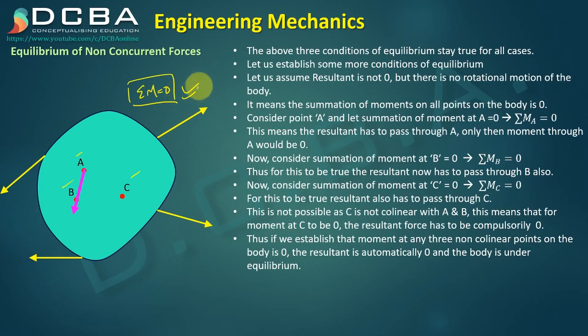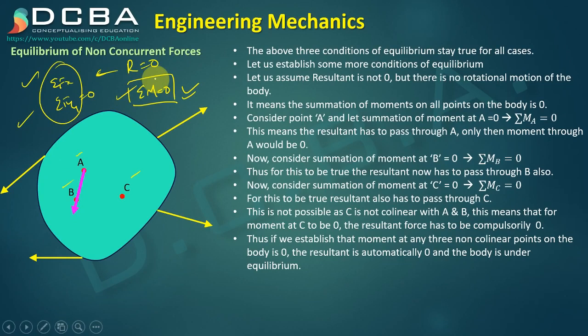This I am already proving. And if I prove that summation M is 0 at A, B and C, I am also proving that R is equal to 0. This means that summation Fx, summation Fy is equal to 0. So these two conditions are also satisfied, which means our entire system is under equilibrium.